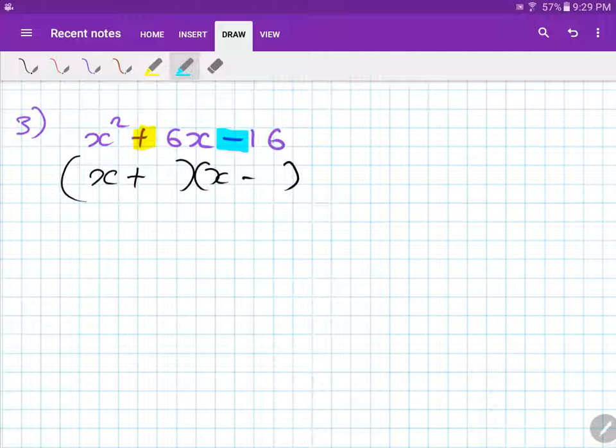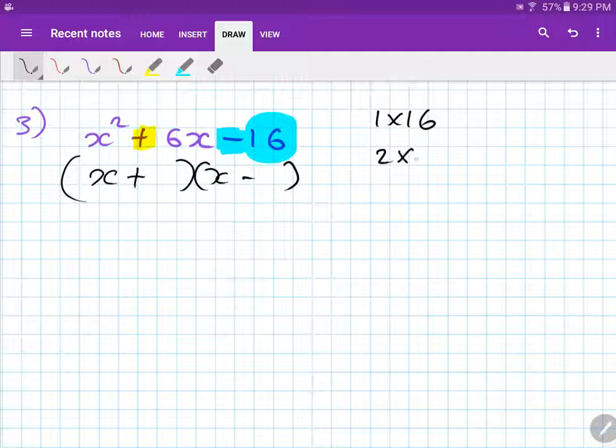Then you ask yourself questions differently, like this one here. What times what gives me 16? The difference is 6. If you're not sure, list them out. 1 times 16, the difference is 15. 2 times 8, the difference is 6. That's the answer. So just list them out if you're not very good at it. You should be able to do it with a few practices.